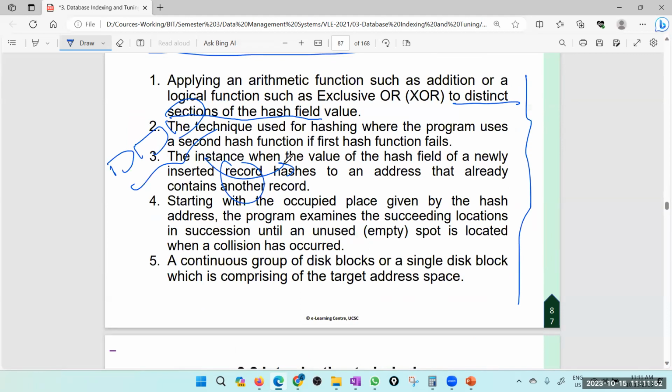The instance when the value of a hash field of a newly inserted record hashes to an address that already contains another record, that is called collision. Right, collision. So that is not bucket. Sorry, the block number collision. Internally within the block you can also use hashing, but it is very rarely used. But that is called collision.